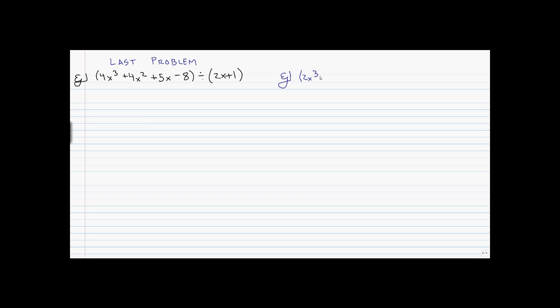We're going to divide 2x cubed minus 9x squared plus 60 by x squared plus 3. And so here we go. So here's our old problem, the one we did in the last one, and then here's our new problem, our new example that we want to work on.